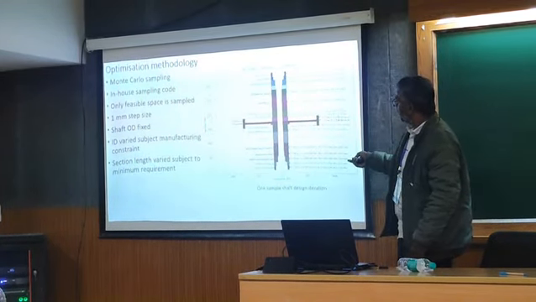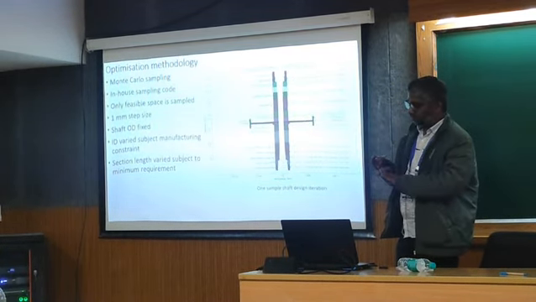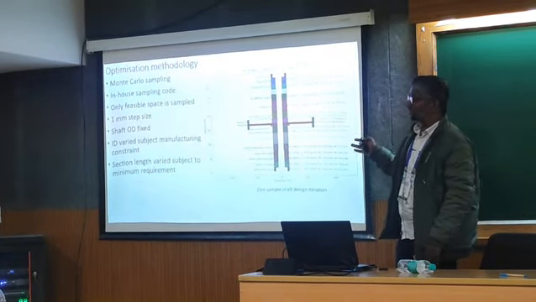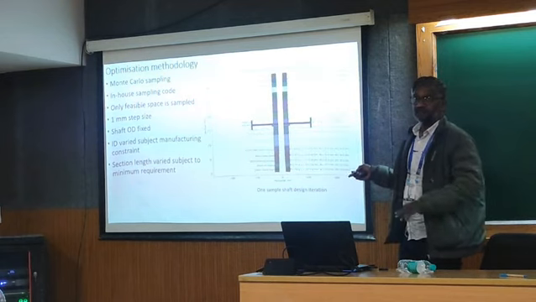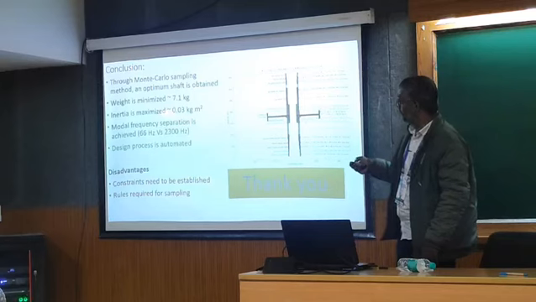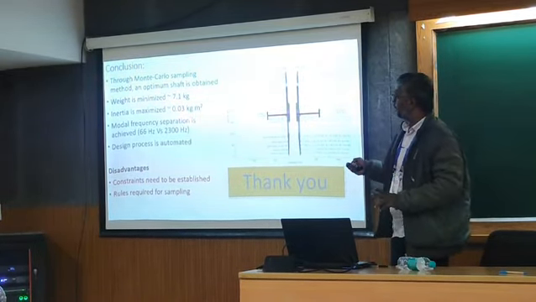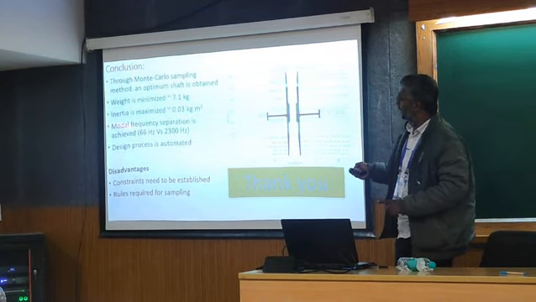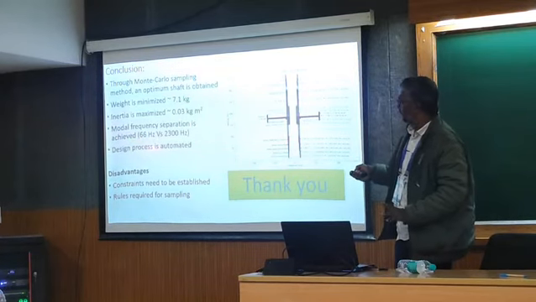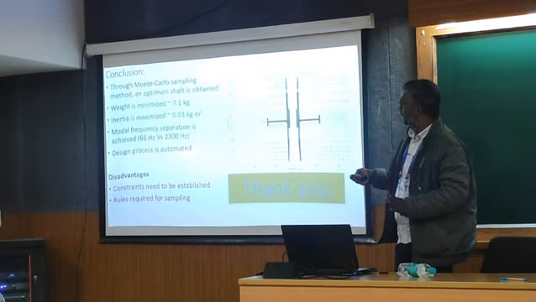So after doing these iterations, we have arrived at a rotor design that is having maximum polar moment of inertia, minimum weight, and ensures that the sensor and the target don't have 180-degree phase shifts between each other. So through this Monte Carlo sampling, we have obtained an optimum shaft, 7.1 kg weight, 0.03 inertia, model frequency. Right now we are operating only at 4000 RPM, so there is a huge separation, so that doesn't matter right now. And the design process has been automated.